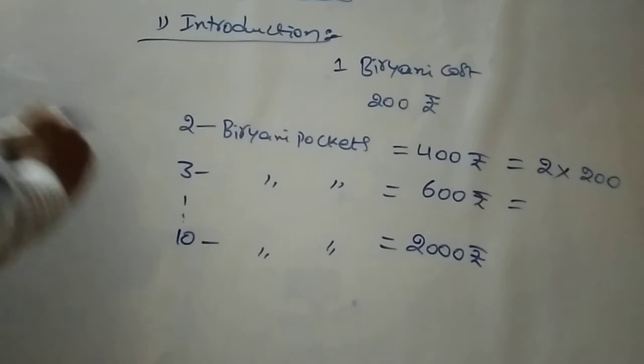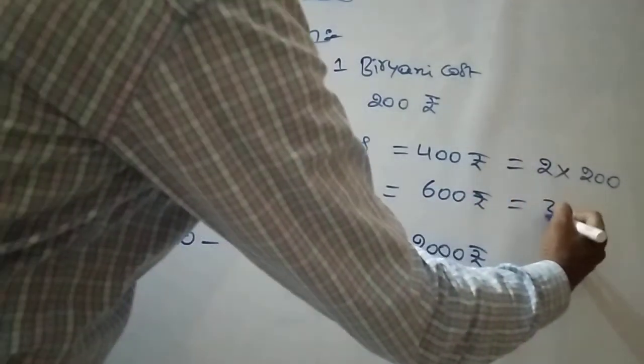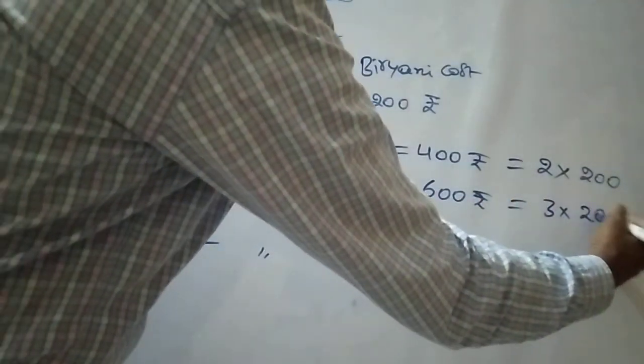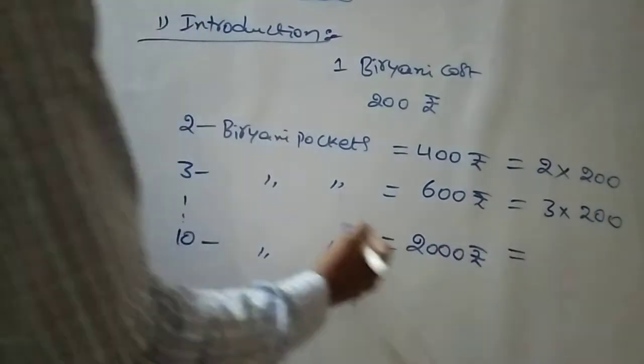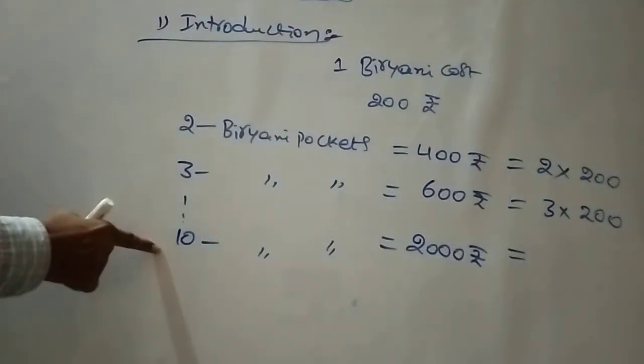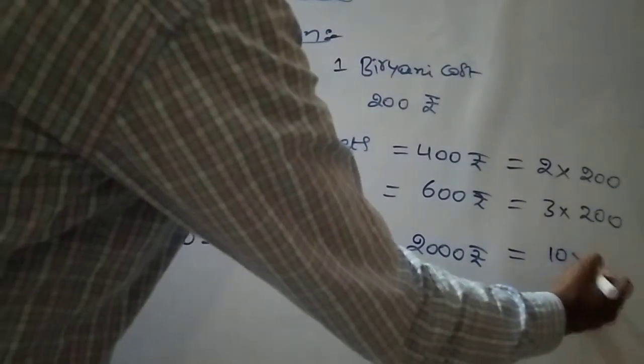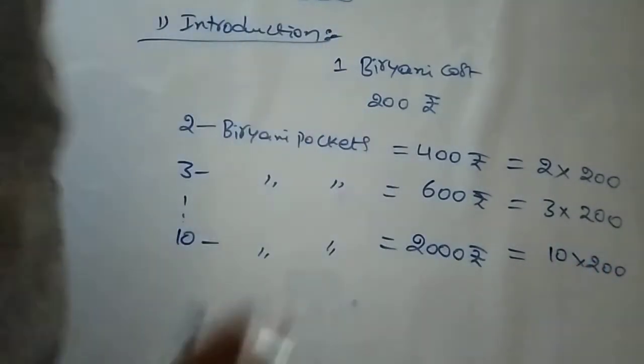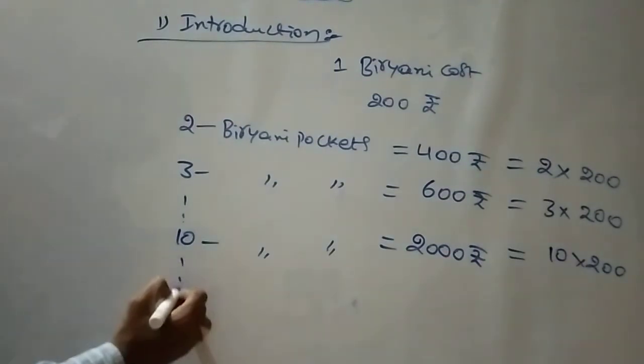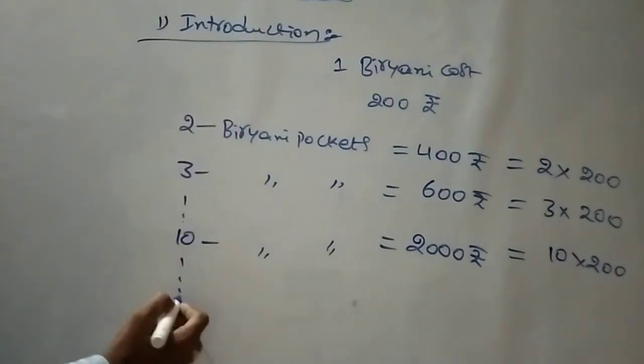3 biryani packets. Each biryani 200. Now you can multiply 3 into 200. Next, in the same way, you want 10 biryani packets. Each biryani 200. You need to multiply 10 into 200. That is 2000. Suppose you want some X biryani packets.